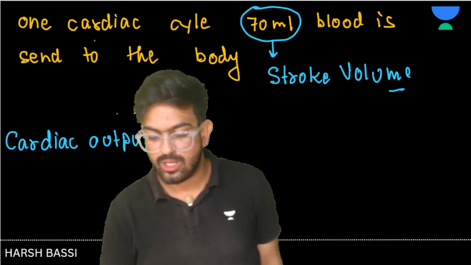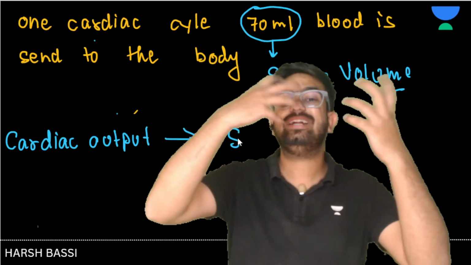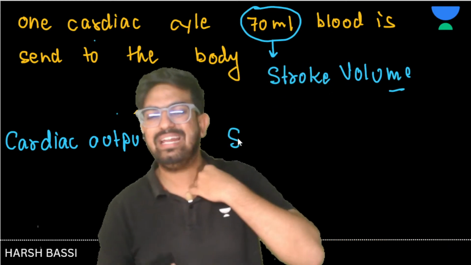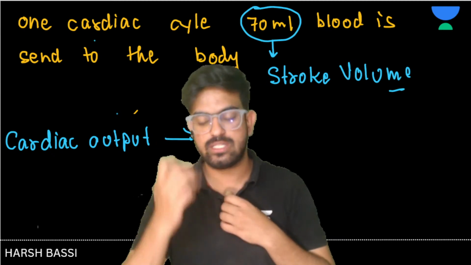Cardiac output is what? Stroke volume. एक मिनट में कितना ब्लड जा रहा है? Yes or no? Cardiac output is what? In 1 minute, how much blood is moving towards the body?